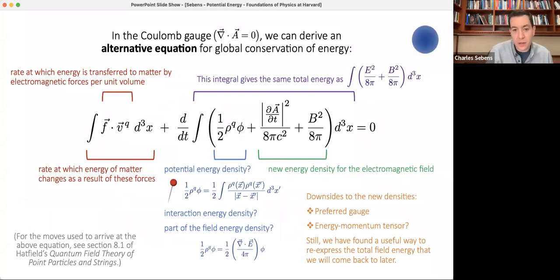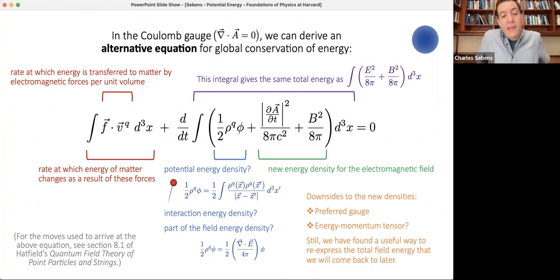Before proceeding to that classical Maxwell-Dirac field theory, let me just mention a different equation for conservation of energy that you might study in classical electromagnetism, a sort of alternative, not the standard equation, maybe a deficient equation, but an equation that holds. So on the left, you have the same rate at which energy is transferred to matter by electromagnetic forces. And then on the right, I've rewritten the total energy of the electromagnetic field in the Coulomb gauge using some integration by parts and using the ways of writing the electric and magnetic field, or the electric field, in terms of vector and scalar potentials.